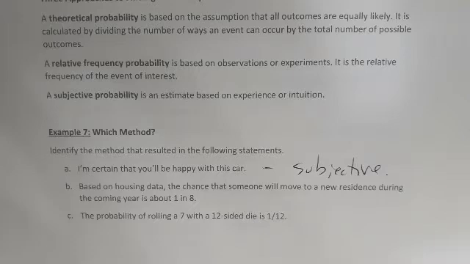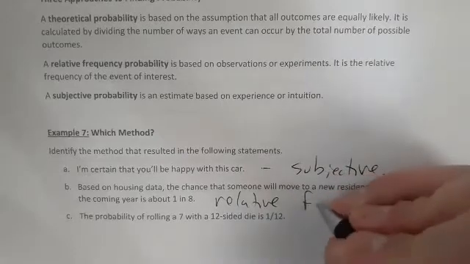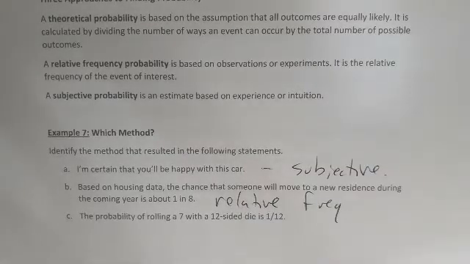Based on housing data, the chance that someone will move to a new residence during the coming year is 1 in 8. Or the probability of rolling a 7 with a 12-sided die is 1 in 12. So we want to think about which one of these is theoretical and which one is relative frequency. So, based on housing data, this is saying that they're basing it off an experiment, so that should hopefully be kind of a giveaway. Here they're talking about a relative frequency. They're observing something happening, reporting back how many times the event happens out of the total number of occurrences, right? They're looking at all the residents, and they're finding that one of them moves out of 8 of them. When they reduce this fraction, it's going to be 1 in 8.